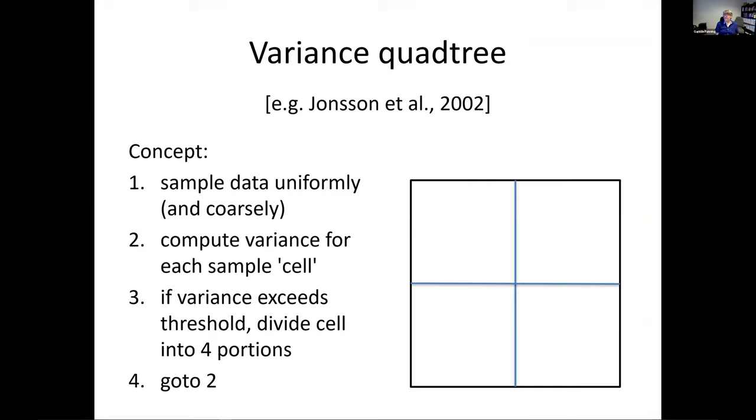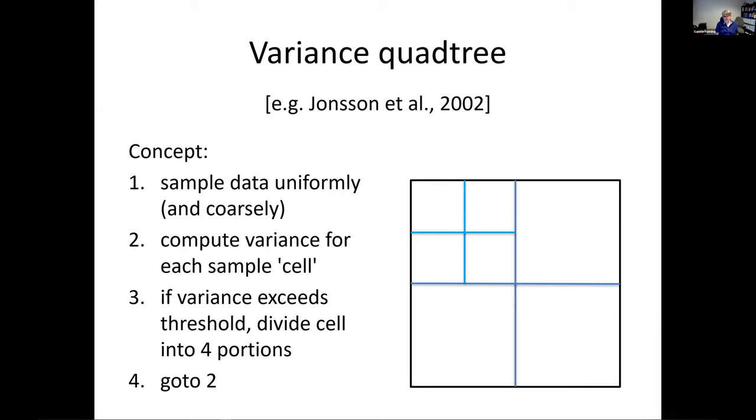What you do is you divide it into four pieces and you calculate the variance within each box. And you have a threshold, sort of maximum variance that you want to see within a single box on your interferogram. And if the variance of any of these boxes is larger than that threshold, you say, okay, this is too variable. I'm going to divide this into four more patches and do this again.